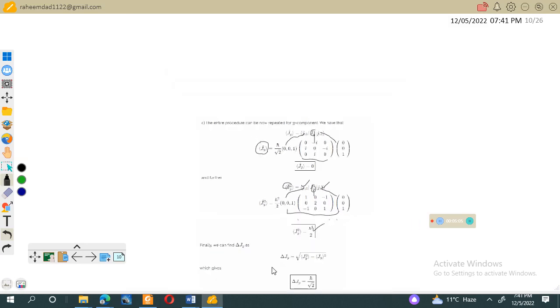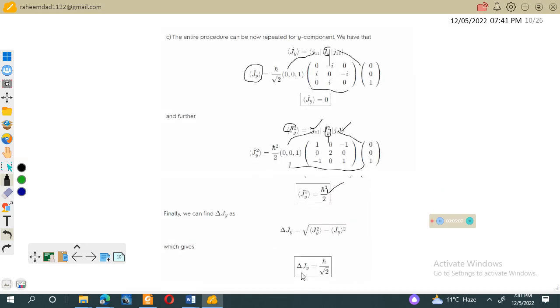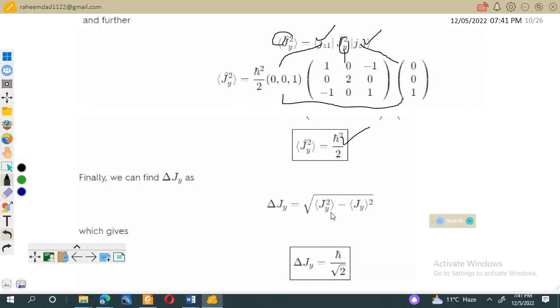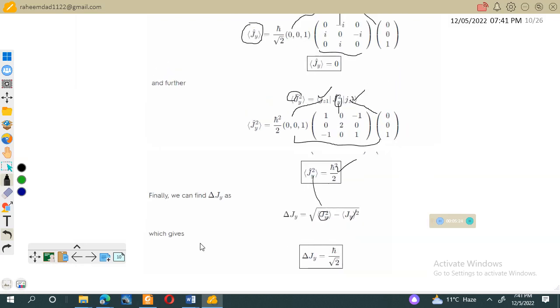Now we have to find the delta Jy, which is equal to J square y minus Jy whole square. Jy is equal to 0 as we already found out, and J square y is this. So we put these values. This will give delta Jy is equal to h cut over under root 2. This is our main requirement of the question.